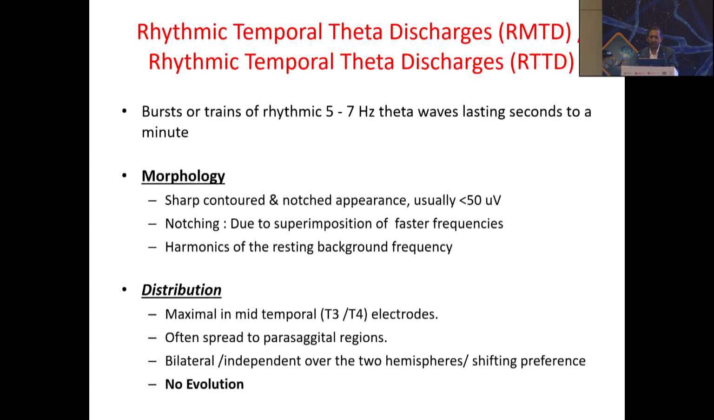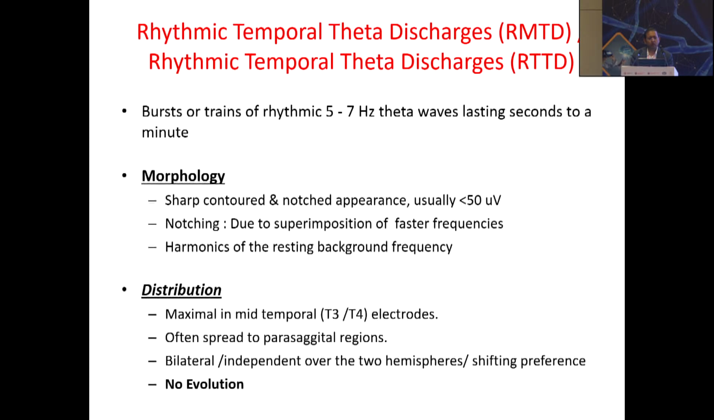Next is RMTD or RTTD. This is rhythmic theta activity seen in the temporal region, again in drowsiness. Because it runs for quite a long period, it may mimic a seizure. The only differentiating point is that it doesn't vary. From onset to offset, the frequency remains the same, amplitude remains the same, distribution remains the same.